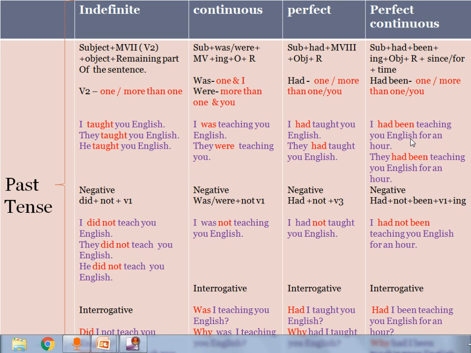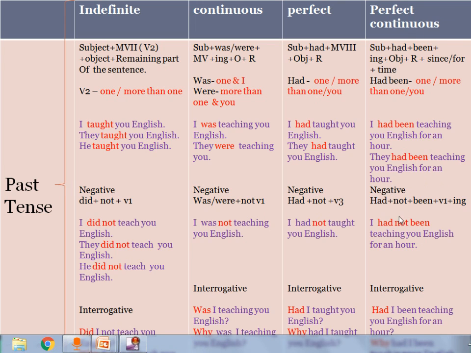I had been teaching you English for an hour. An hour, time is here, had been, first form of the verb plus ing, that is the condition of continuous tense. So we can say the sentence belongs to past perfect continuous, because had is also showing that the sentence is past, and first form of the verb shows the continuous, and time is also given here. All these conditions are in the past perfect continuous.